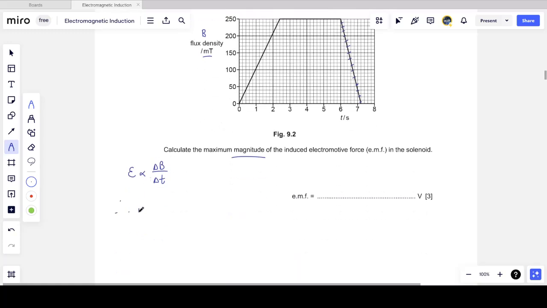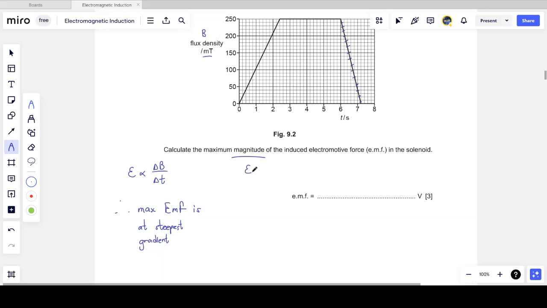So what this means is the maximum EMF is at the steepest gradient. And so you can remember this: anytime you see a graph of flux density against time, if you want the maximum EMF, look for where the gradient is the steepest. Again, it asks us for the magnitude, so it doesn't really care about whether the gradient is increasing or decreasing.